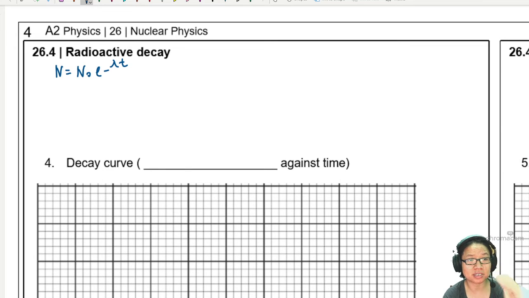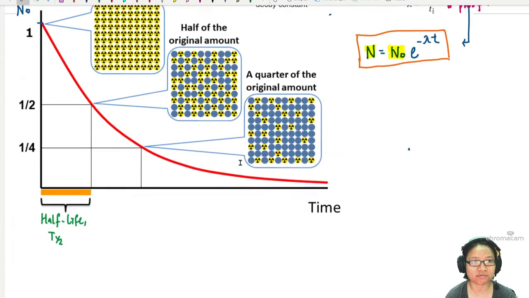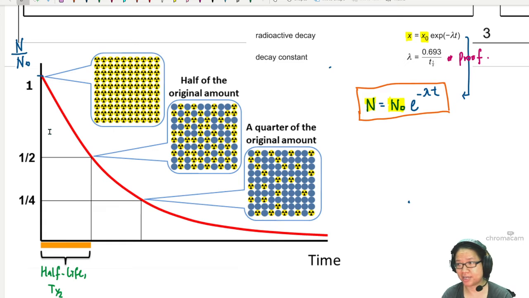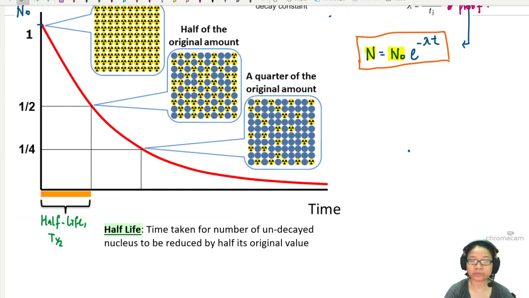All right. So let us first define what half-life is. If you remember from the previous graph, half-life is the time taken for the number of radioactive nuclei to decrease by half of its original value. That's why we call it half-life. So I will type it out for you right now. Once again, half-life: time taken for the number of undecayed nuclei to reduce by half its original value. So I guess we could do some substitution.